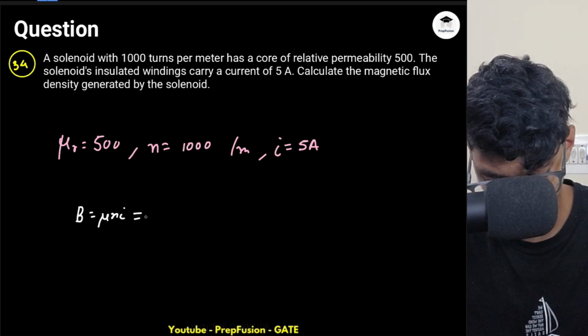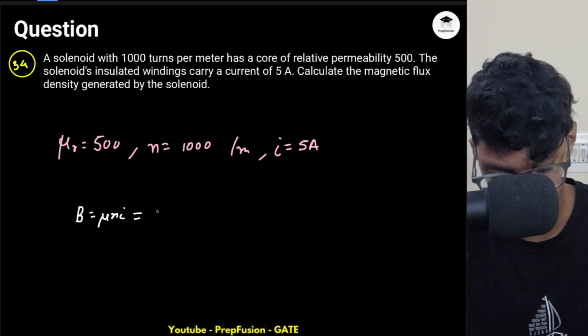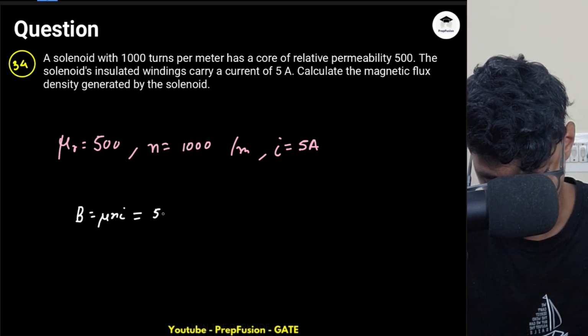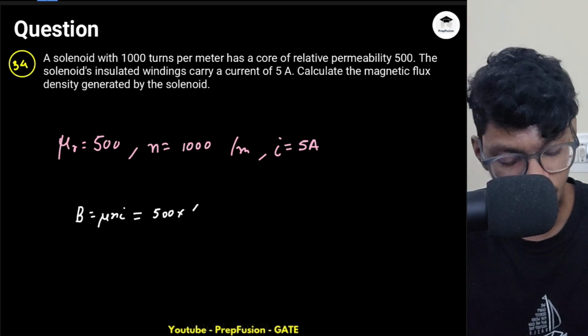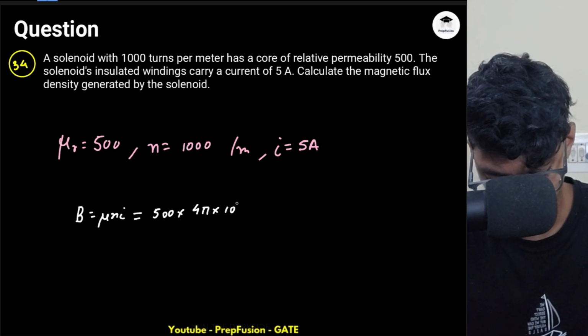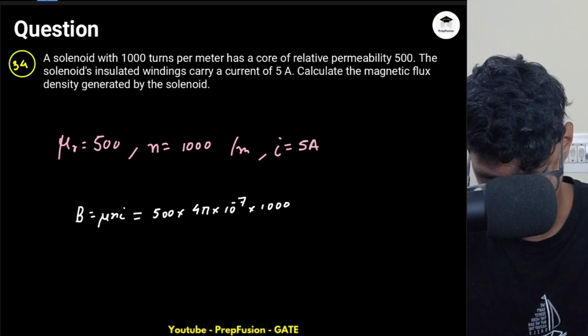So it is B equals to mu n i. So mu is how much? Mu r mu naught, right? So mu r is 500 into mu naught is 4 pi into 10 raised to power minus 7 into turns 1000, n i and I is 5.